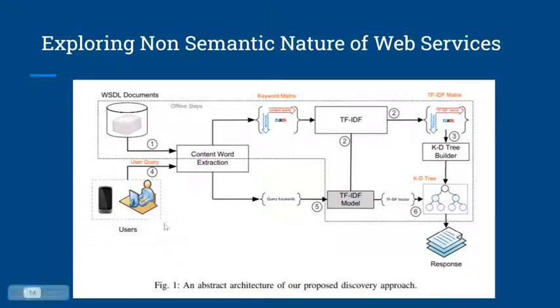And on the bottom half, here's the second part of retrieval. So a user will submit a user query, which will again be passed through the pre-processing step, and it will be converted to a TF-IDF vector, and that vector will be passed to the KD tree to find which vector it closely resembles. And then the response would be given based on the number of web services that were matched.